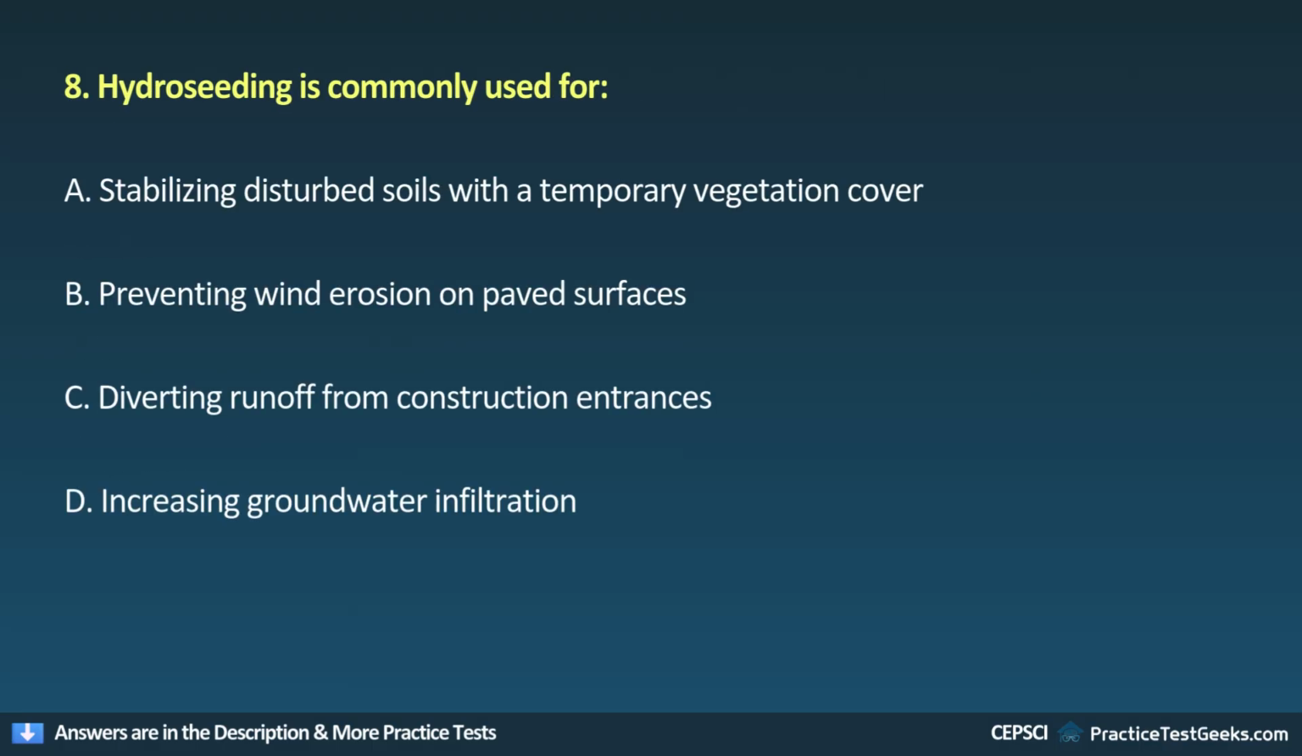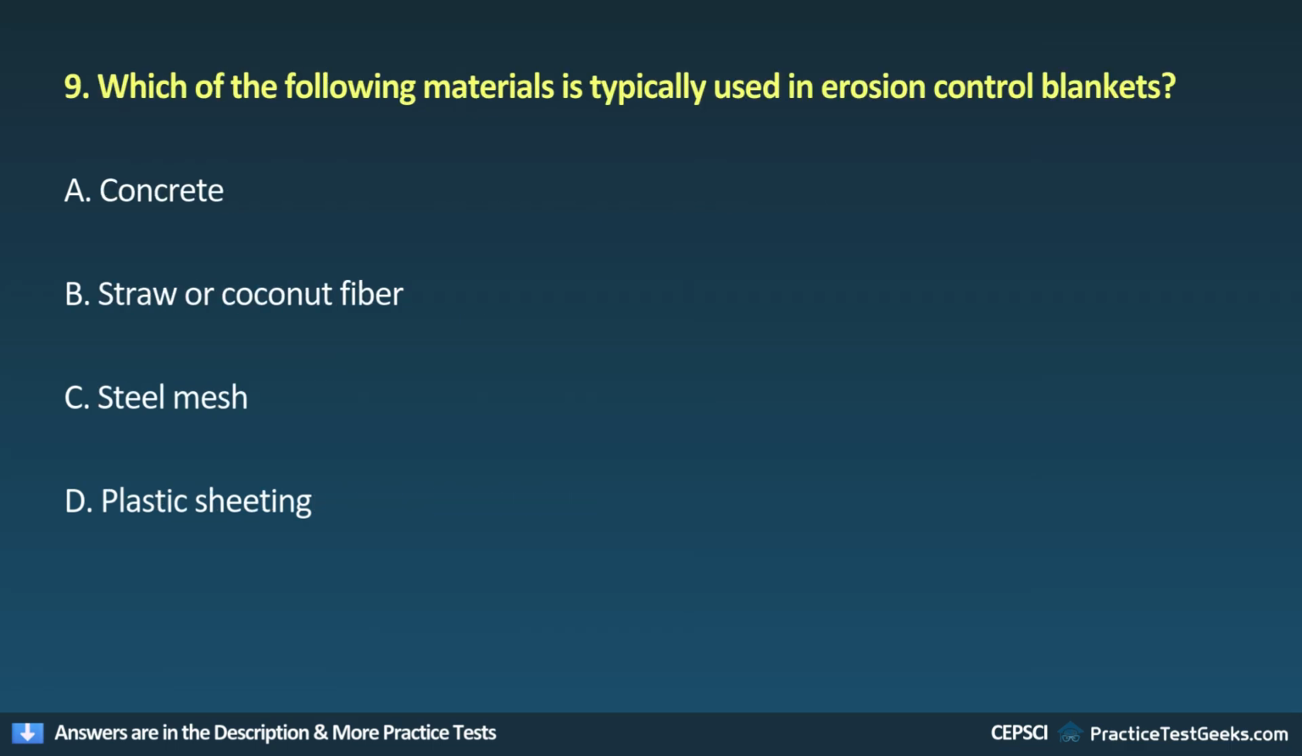8. Hydroseeding is commonly used for A. Stabilizing disturbed soils with a temporary vegetation cover. B. Preventing wind erosion on paved surfaces. C. Diverting runoff from construction entrances. D. Increasing groundwater infiltration.